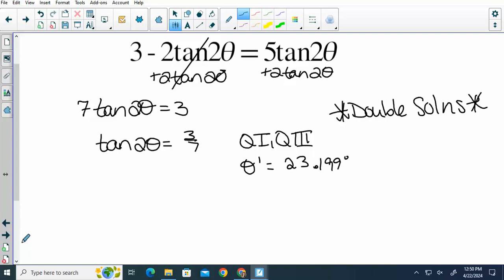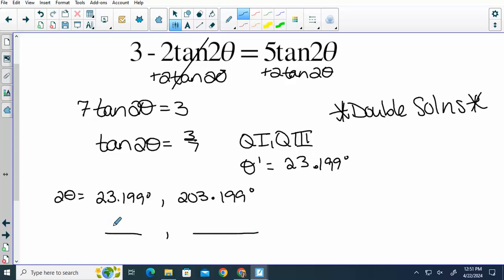All right. So in quadrant 1, my reference angle is my angle. How would I put that in quadrant 3? I add 180. So 180 plus that. Am I done? Yeah, double solution, so we know we have 2 more. How do we get those? Add 360.